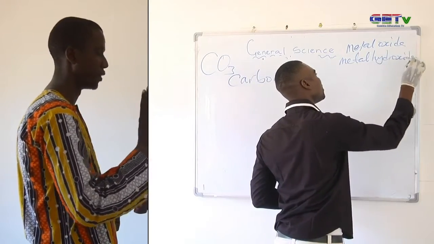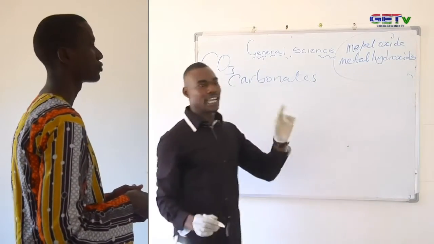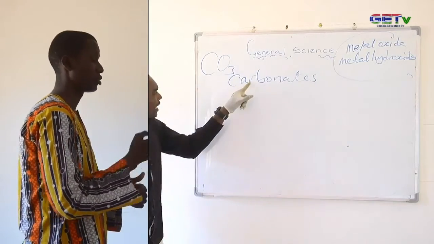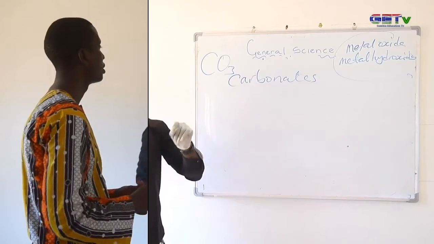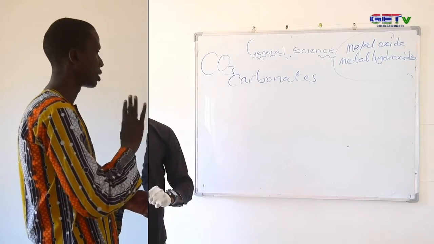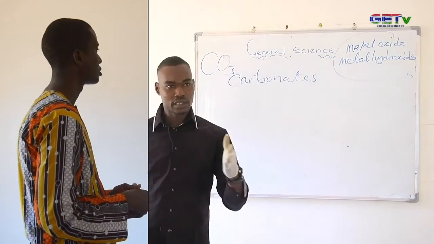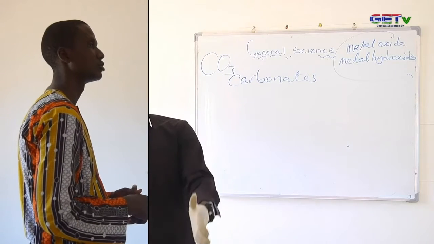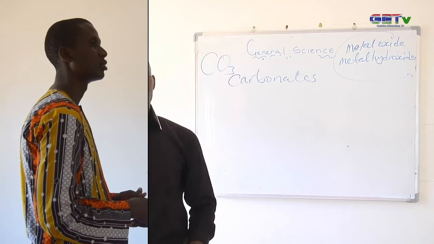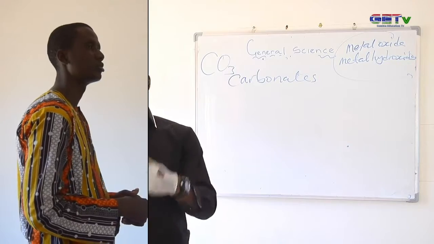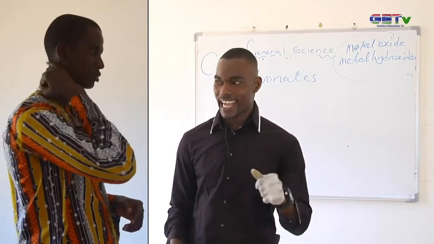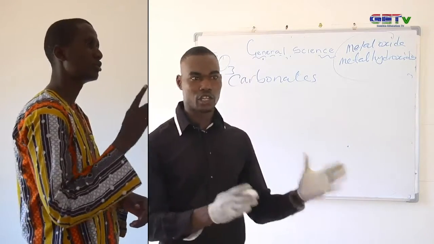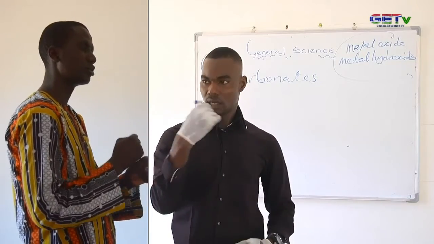Metal hydroxides are bases. But these are not the only bases. The carbonates are also bases, and the hydrogen carbonates. Please take note of that. Good. They also make a salt and water when we neutralize them with an acid. But this time, we get carbon dioxide gas too. Instead of only the salt and water, we also get carbon dioxide.